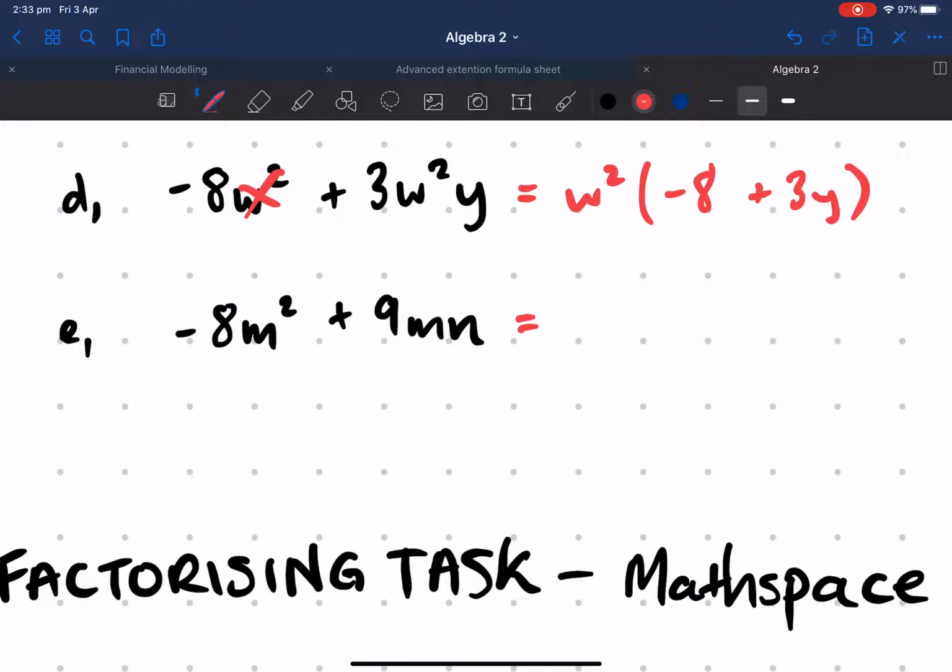Okay, and for the last term, same idea. There's no number that goes into negative 8 and 9, so I'm not pulling a number out, but you can see there's at least an m in both parts. Not m squared this time, just 1m. So I'm going to pull an m out the front. I'm going to get minus 8 with 1m left over, because I got rid of that squared, plus 9n when I get rid of that n.